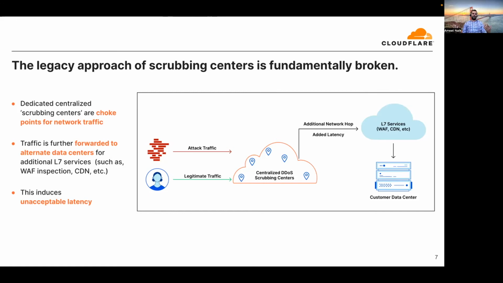But the problem with this approach is these scrubbing centers are only in a few locations around the world. If you don't happen to be close to them, your traffic has to be rerouted all the way through the internet to one of these scrubbing center locations. That always introduces additional latency. Not only that, it creates choke points for network traffic. You're taking traffic that would have flowed all over the internet and funneling it into these distinct choke points. So it's just not an ideal situation. It creates potential for more problems, and also impairs application performance because of the additional latency introduced in the process.